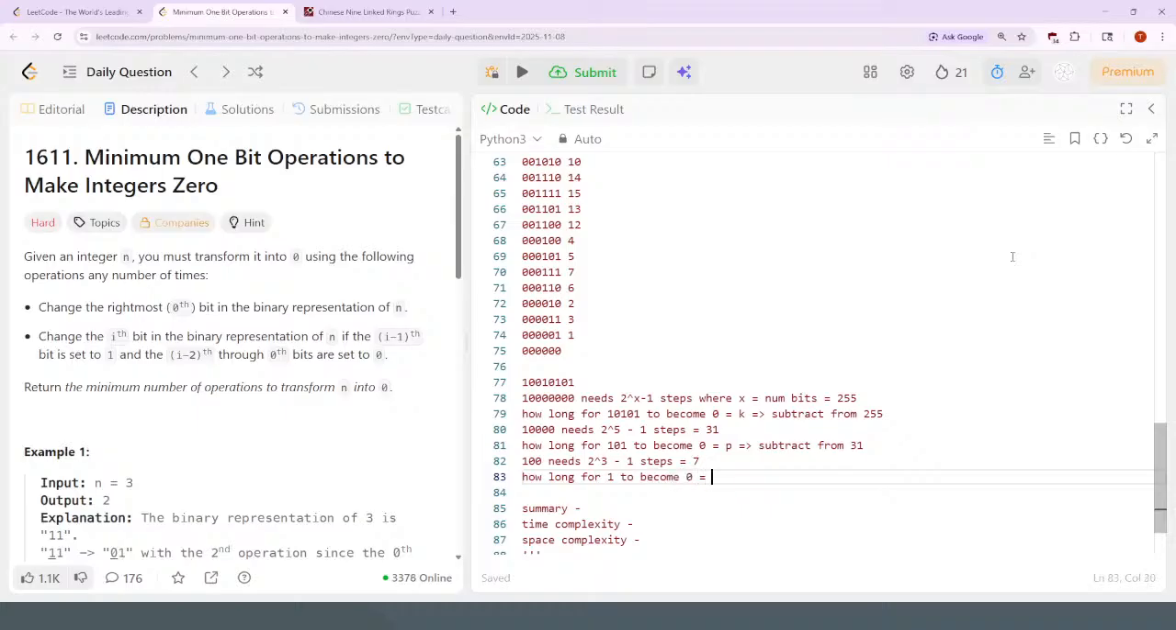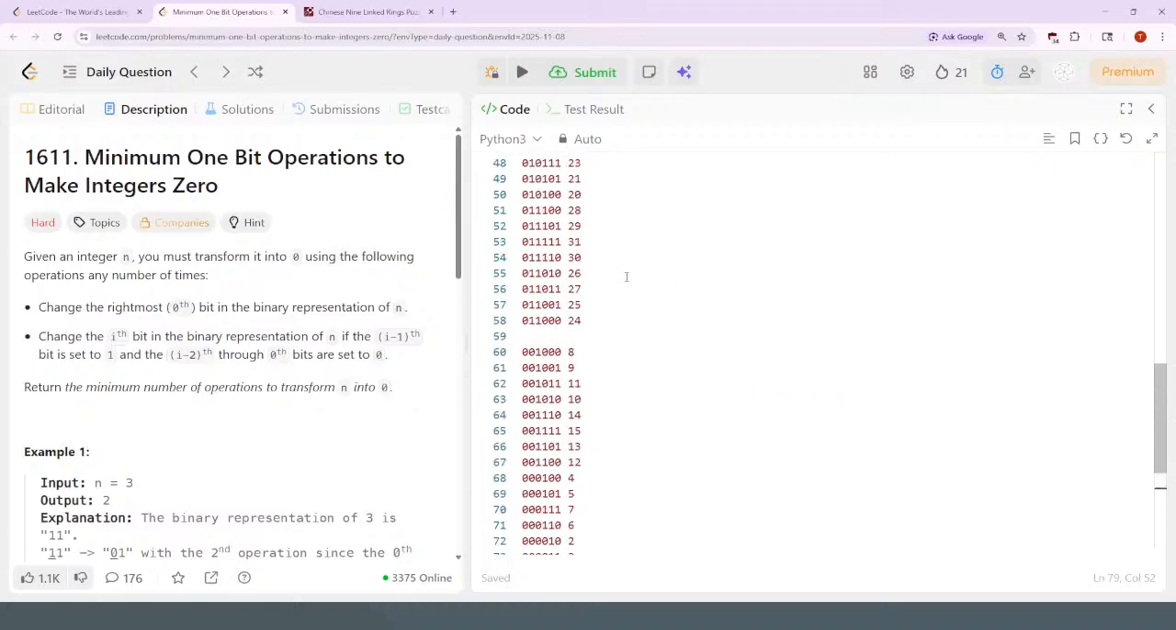How long for the 1 to become a 0? That equals, let's say, r. Subtract that from 7. Well, 1 becomes 0 in 1 step. So that makes this 6. 6 subtracted from 31 is 25. 25 subtracted from 255 is 230.